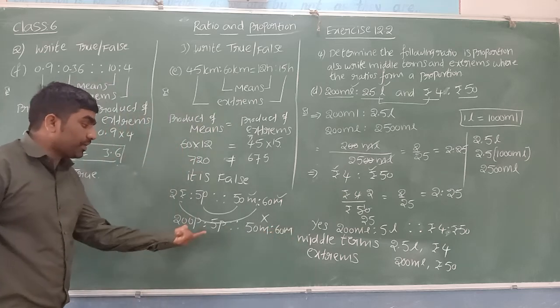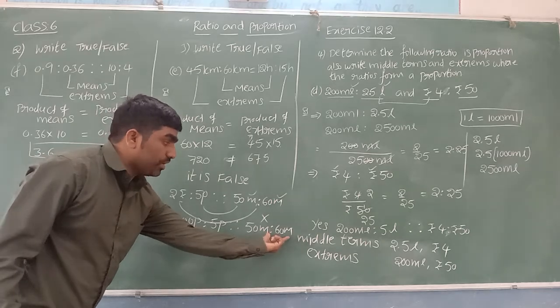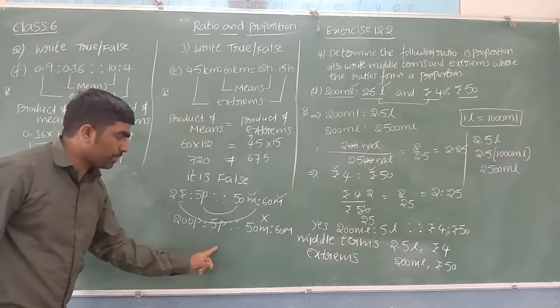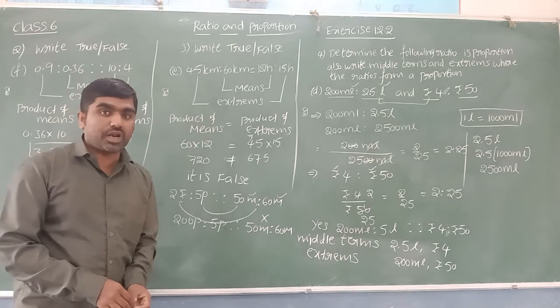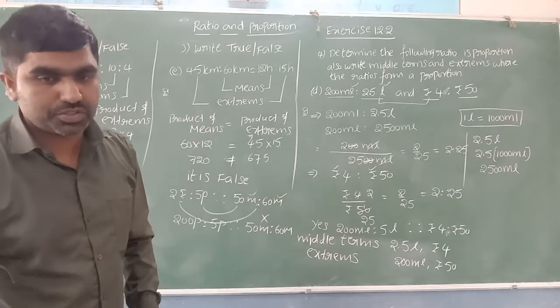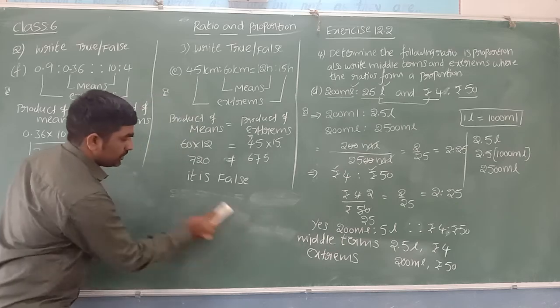Now the first two quantities are the same units, paisa, and the third and fourth quantities are the same units, meter. Then you can apply this formula, product of means and product of extremes, and you can verify whether they are proportional or not. How? If both are equal, proportion. If not, not a proportion. Like that, you need to apply this formula.